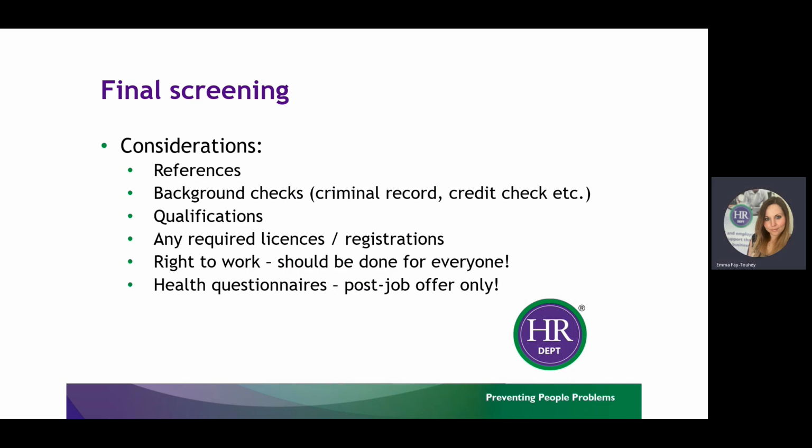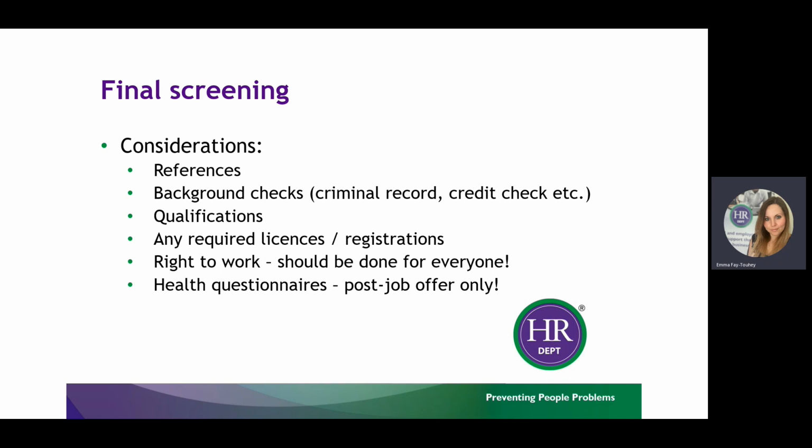So let's think about final screening then. We've done our interview. We've therefore been able to offer the job to someone. First of all, we should make sure that's a conditional job offer. That would be a tip from me. It's conditional upon whatever you need it to be.